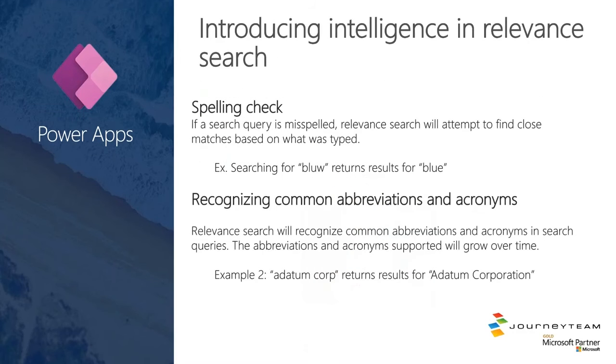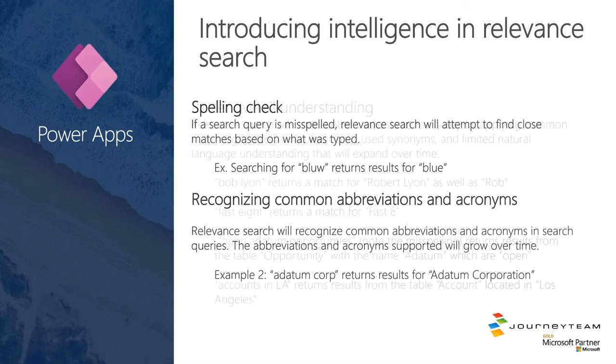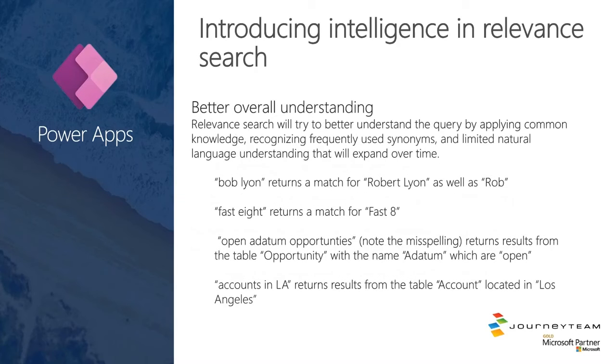Okay, other Power Apps stuff. Preston. Yeah, very similar to some updates in SharePoint, Power Apps got a pretty big lift on their search capabilities. So if you search for BLUW instead of BLUE, it will return those results. Or if you search for Adatum Corp instead of Adatum Corporation, it will bring back those bits of information that you're actually looking for.